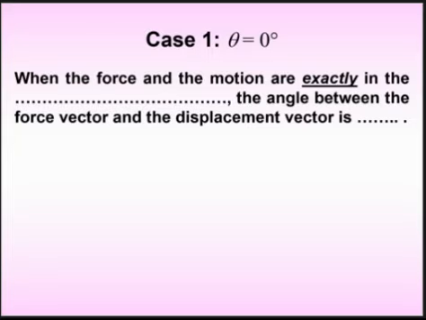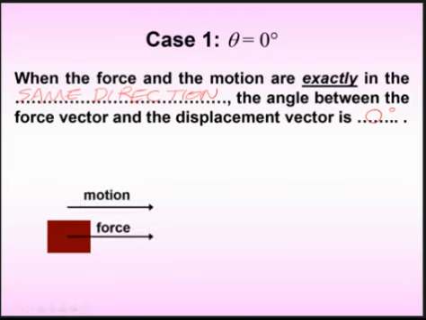All right. So what we got right here? When the force and the motion are exactly in the same direction, the angle between the force vector and the displacement or motion vector is 0 degrees. How could your FBD look? Does that make sense now?